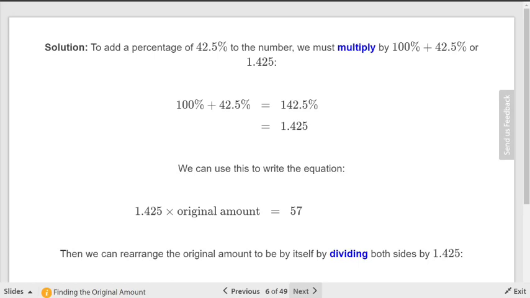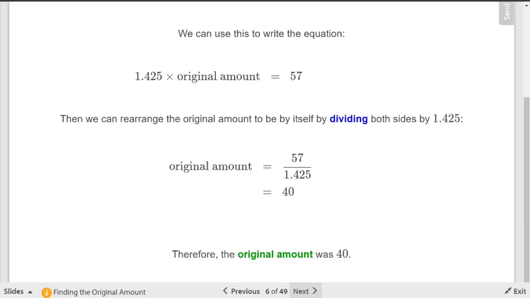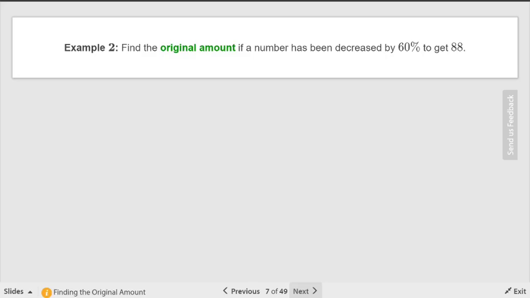So here you go. Because it's an increase, that means we're adding, right? That stays the same. But instead of multiplying, we're going to divide, and that gives us our number. All right? Want to do another one? Yes. Find the original amount if the number has been decreased by 60% to get 88. What's my key phrase there? Well, there's two key phrases, but the first one is original amount. There you go. That tells me original amount.